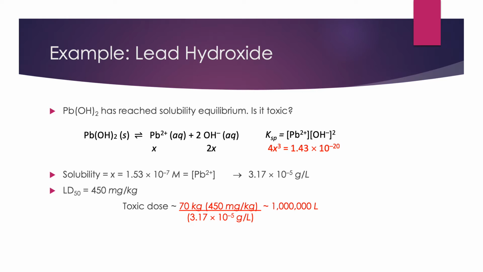And then from that, I would divide that by the number of grams per liter. What's going to happen there is the masses are going to cancel out, and I'm going to get a quantity of liters that really constitutes how many liters of this solution I could drink before it would represent a fatal dose. And in that case, it comes out to be about 1,000,000 liters.